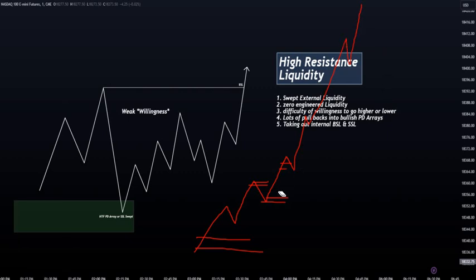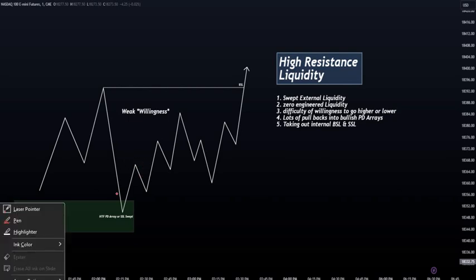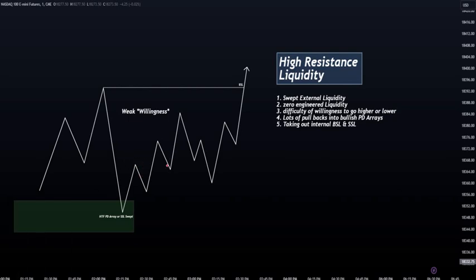So when we talk about high resistance liquidity runs, price is in a buy program, but it does not have the willingness to go higher because there's no engineered liquidity and there are no liquidity points. Also, there are no inefficiencies or major inefficiencies to grab liquidity from. So what it needs to do is create its own liquidity. How else does it do that?